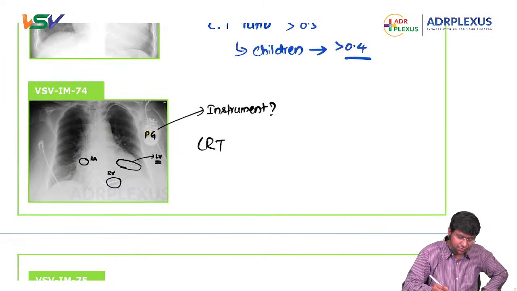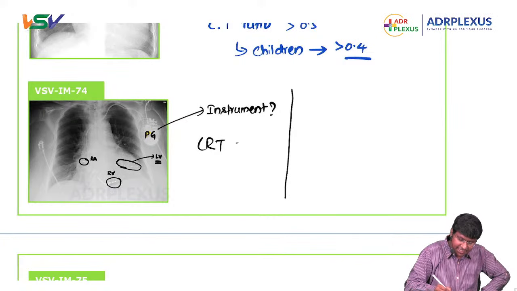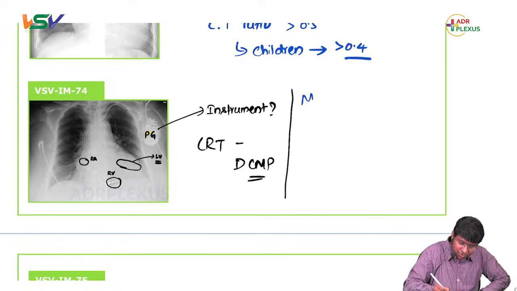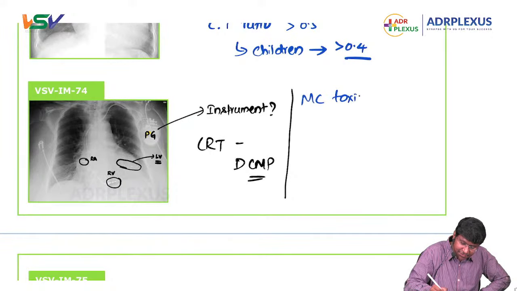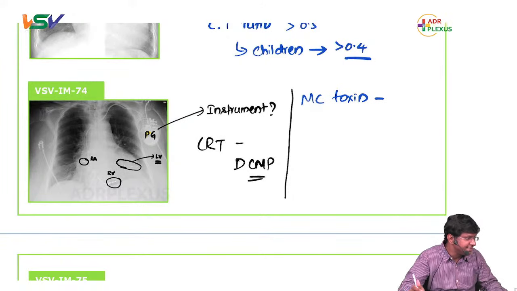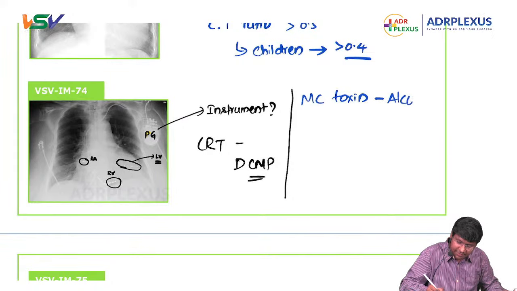Now, in case of indication, already I have discussed, that is in patients with the DCMP, that is dilated cardiomyopathy. Now tell me, what is the most common toxin that will be causing dilated cardiomyopathy? It is not ICD. How to rule out ICD, I'll tell you. Yeah, so the most common toxin will be alcohol.